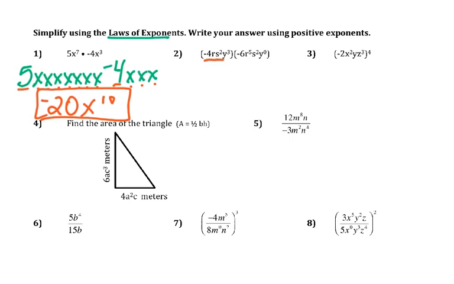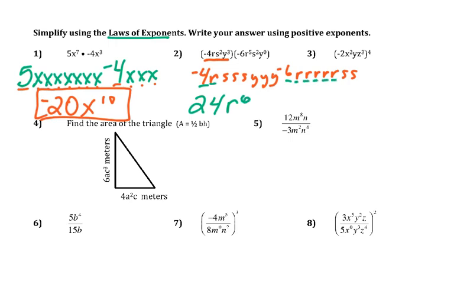Okay, so on number 2, I'm going to again expand this. I'm going to take this first term that's in parentheses, negative 4 r s s s y y y, times negative 6, and then r to the 5th, s to the 2nd, and then y to the 0 is just 1. So multiplying by 1 doesn't really do anything, so I don't really need to write it. And so I'm going to take the negative 4 times the negative 6, which is 24. And then we're going to go in alphabetical order. So I'm going to say r, and I've got 1, 2, 3, 4, 5, 6 of them. And then s, 1, 2, 3, 4, 5 of them. And then y, 3 of them. So this is our final answer.